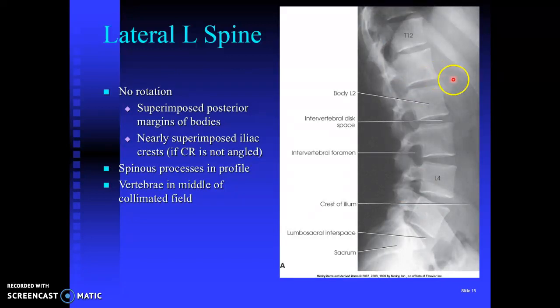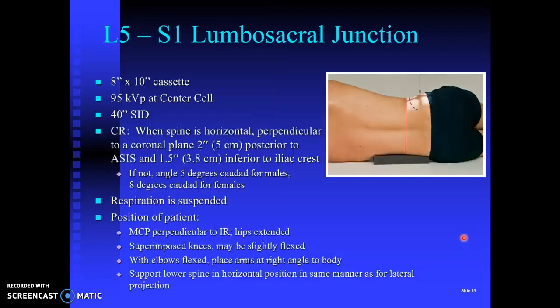Ensure that there is no rotation on your radiograph. You're going to have all of the margins of the vertebral body superimposed, as we can see here. You should have one outline of that bony cortex, and you're going to have nearly superimposed iliac crests. Here's the iliac crest on one side and here's the other. The spinous processes will be seen in profile and the vertebrae should be in the middle of the collimated field.